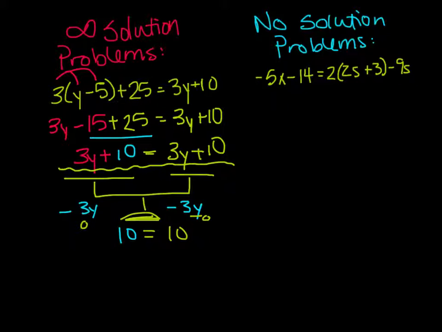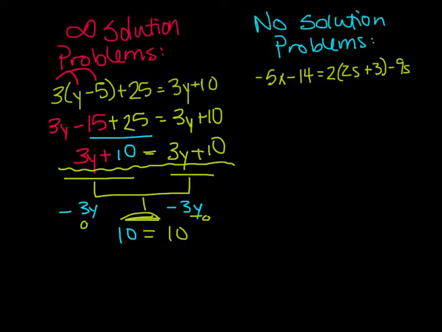So now, no solution problems. Let's understand why this problem has 0 solutions. We now understand why this problem on the left-hand side has multiple solutions, an infinite number of solutions. Now let's understand why this problem on the right side has no solution. So we have negative 5x minus 14 is equal to 2 times 2s plus 3 minus 9s.